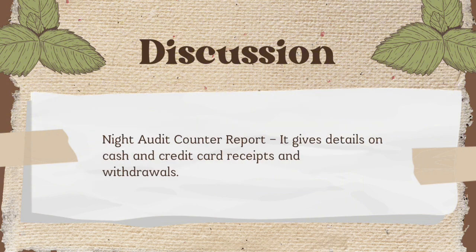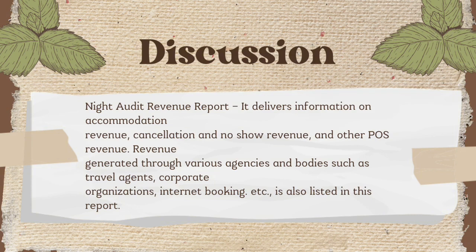The next is the night audit counter report. It shows how much money was received in cash and credit card payments at the counter. It also includes information about any withdrawals made. It is a summary of financial activity at the counter during the night. The third one is the night audit revenue report. It tells you how much money was made from accommodations, cancellations, and other sales. It also shows where the income comes from, like travel agents, companies, and online bookings.